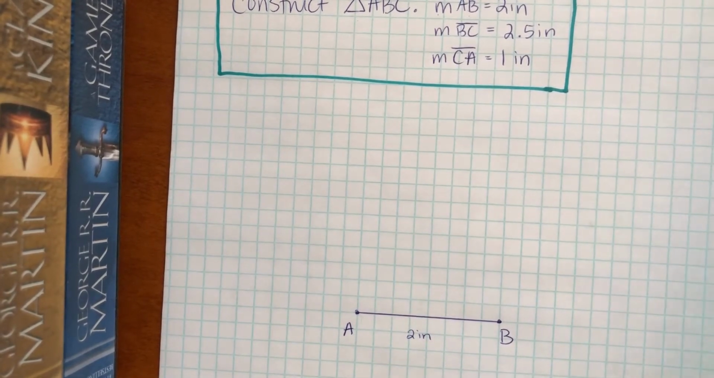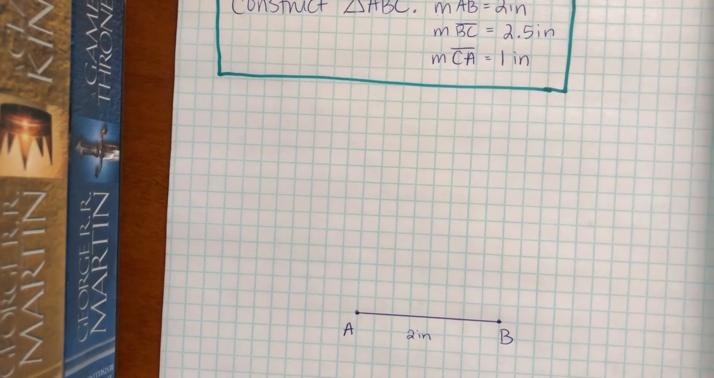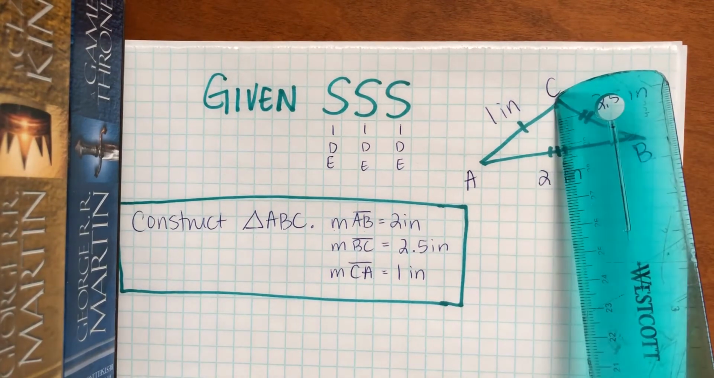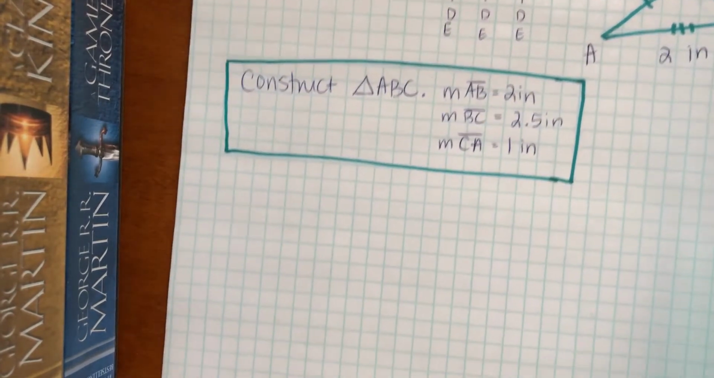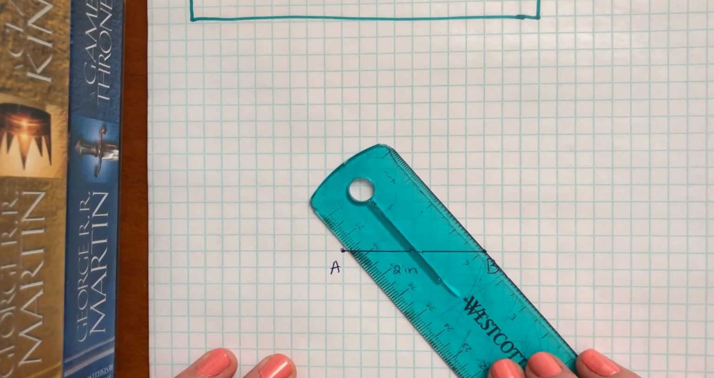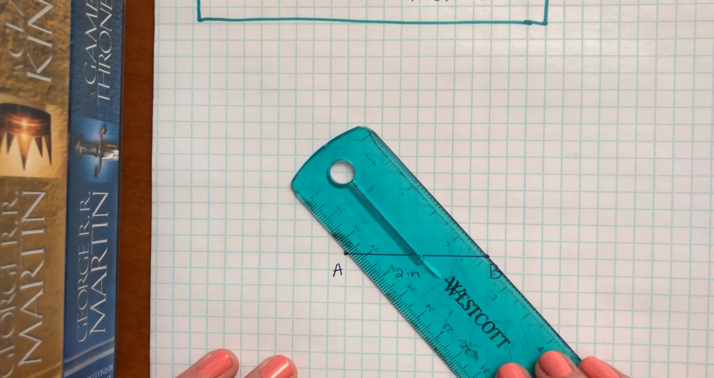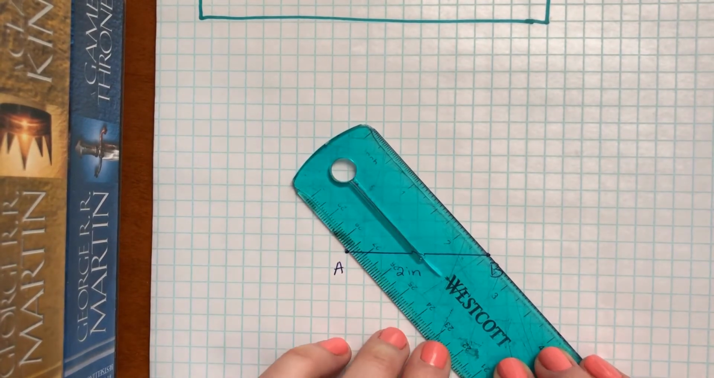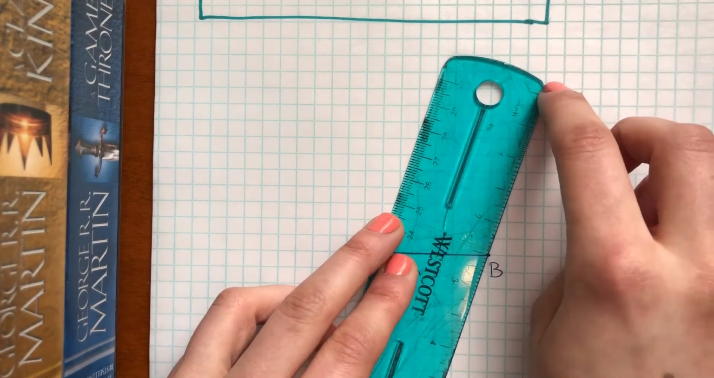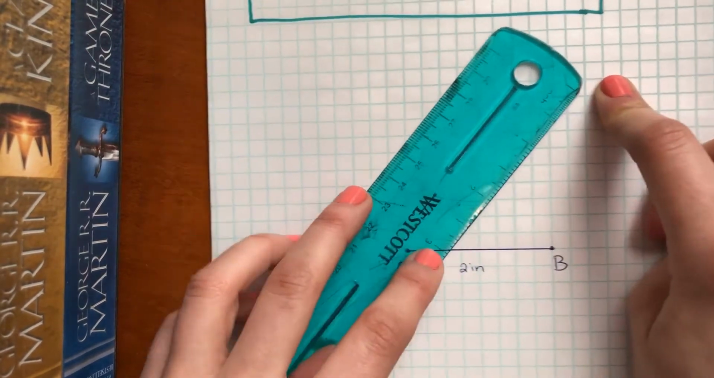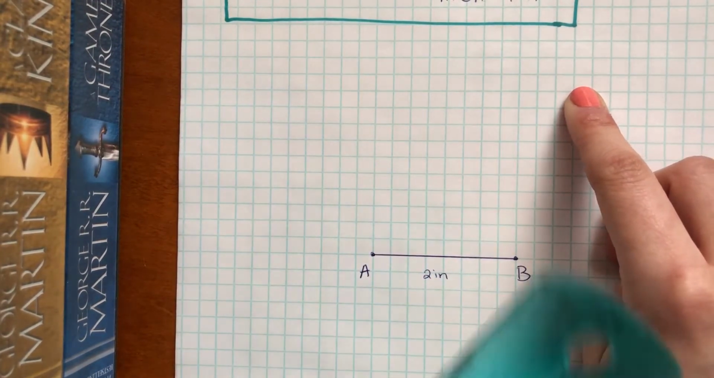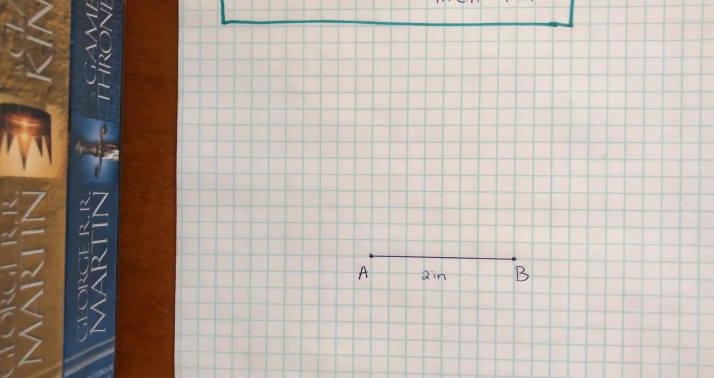Now I'm going to try and put point C. And point C needs to be 2.5 inches away from B and 1 inch away from A. Okay, well, it could be 2.5 inches away from B. Like I could put it over here. Or I could do 2.5 inches away from B and put it over here. But that wouldn't be 1 inch away from A. So I'm trying to find the exact point for point C. And a ruler itself is not going to cut it.